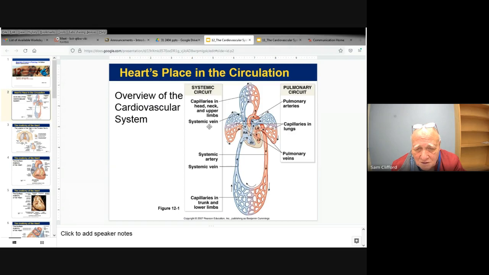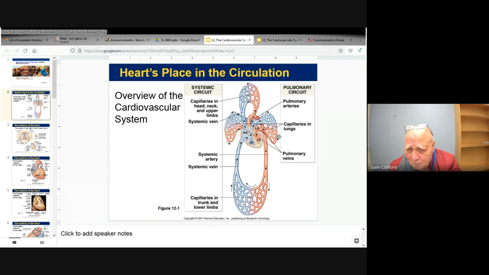So the cardiovascular system. This is an important concept to understand. There are two circuits, the pulmonary circuit and the systemic circuit. On the right side of the heart, the blood comes in through the superior vena cava and the inferior vena cava. That blood is dumped into the right atrium. Then it's pumped through to the right ventricle, and then it's pumped to the lungs.